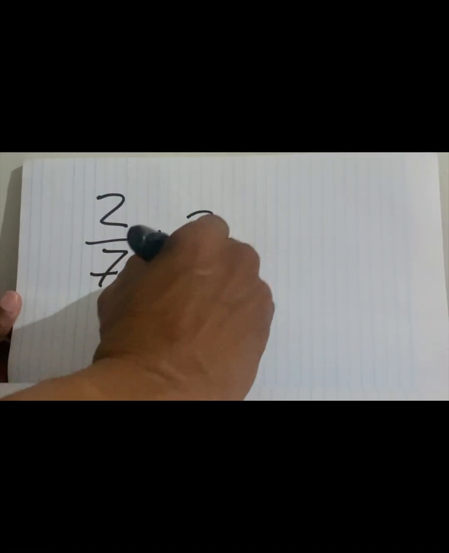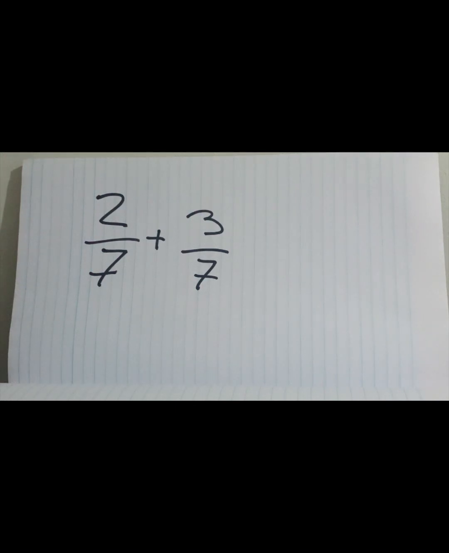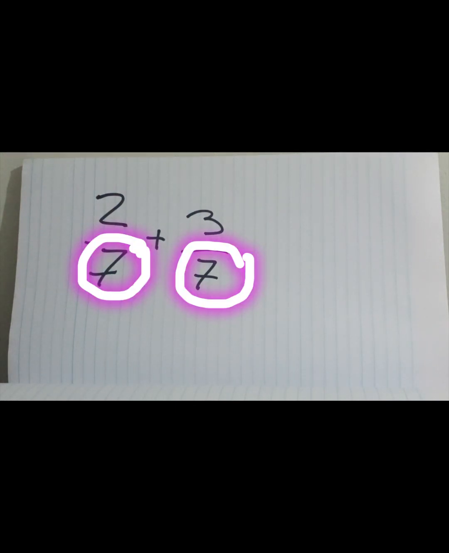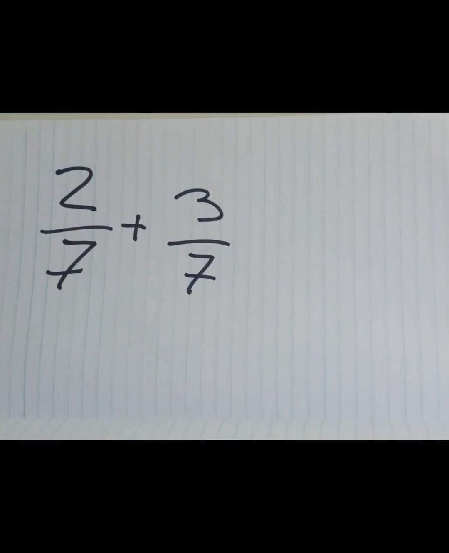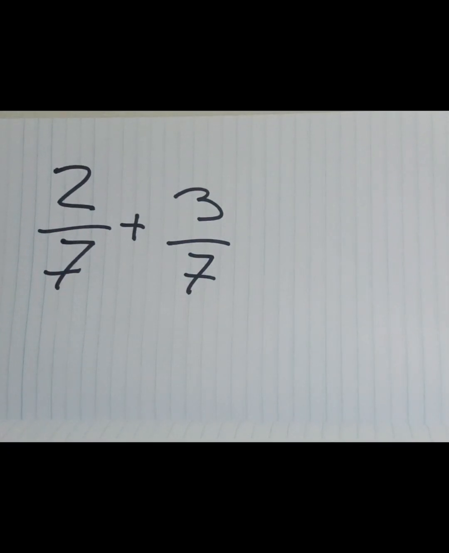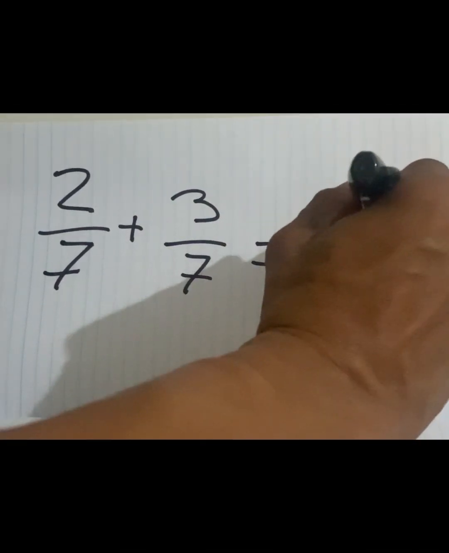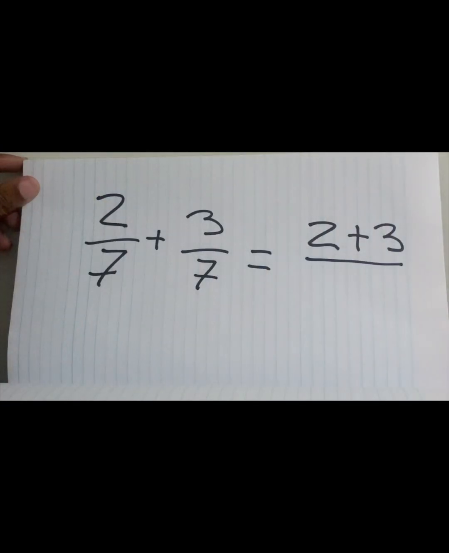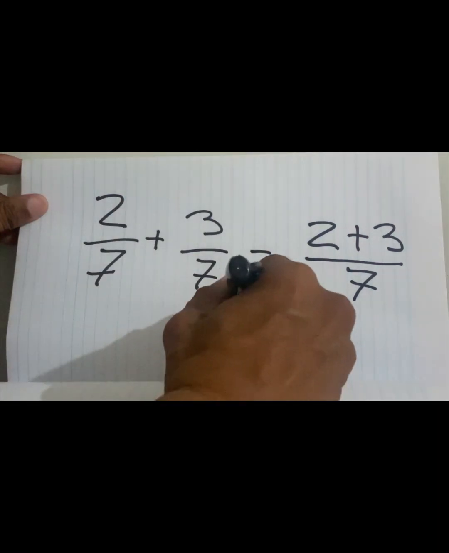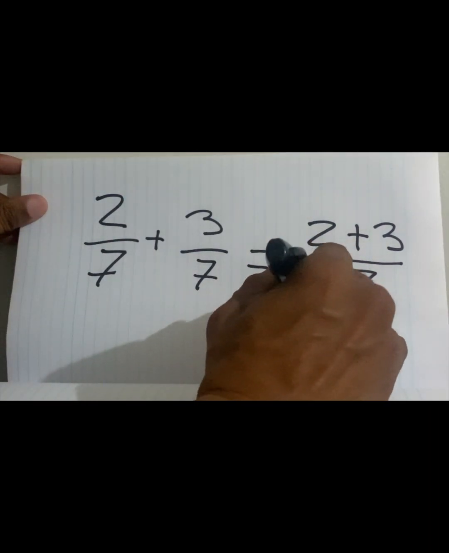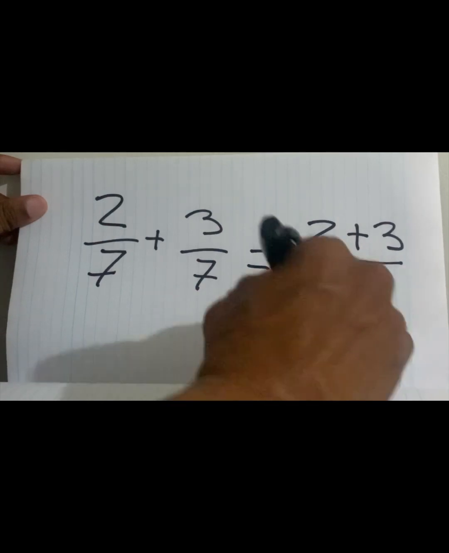All right, let's say we have two fractions, 2 over 7 plus 3 over 7. If you realize the denominators are the same, and when we have the denominators being the same, the only thing we do is add the numerators and put it over the denominator. So in this case, we'll be adding 2 plus 3. Those are our numerators. And we put it over the number 7. So the answer for this addition of the fractions would be 5 over 7.